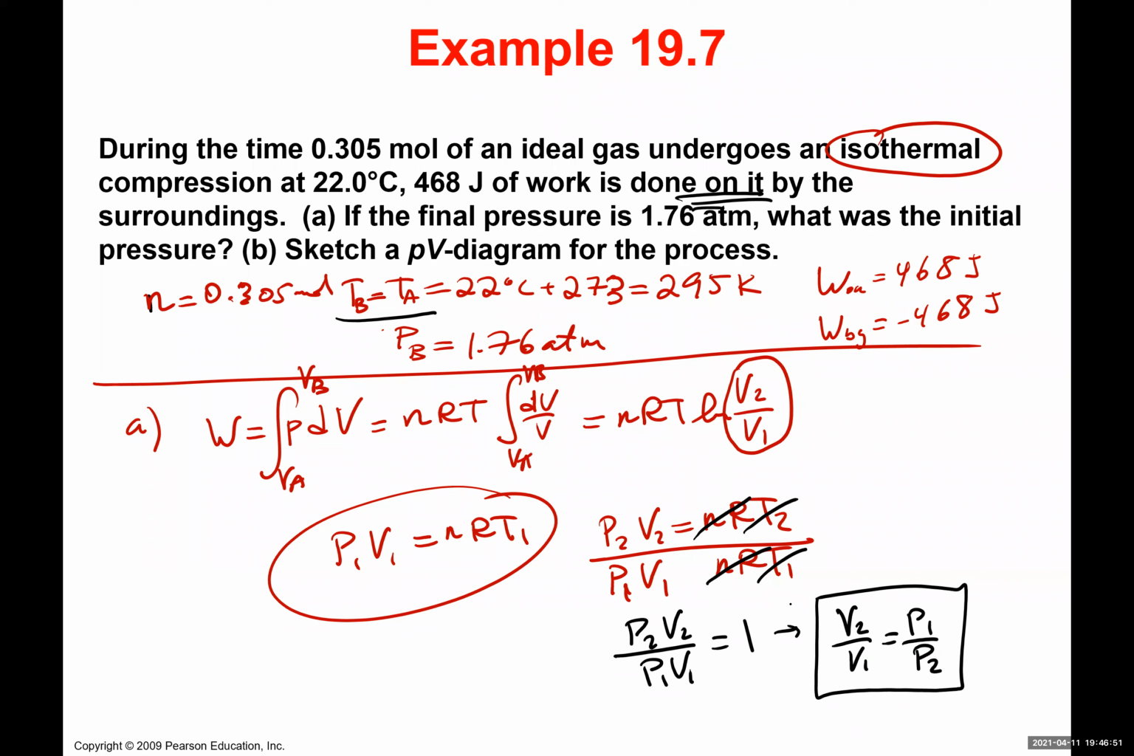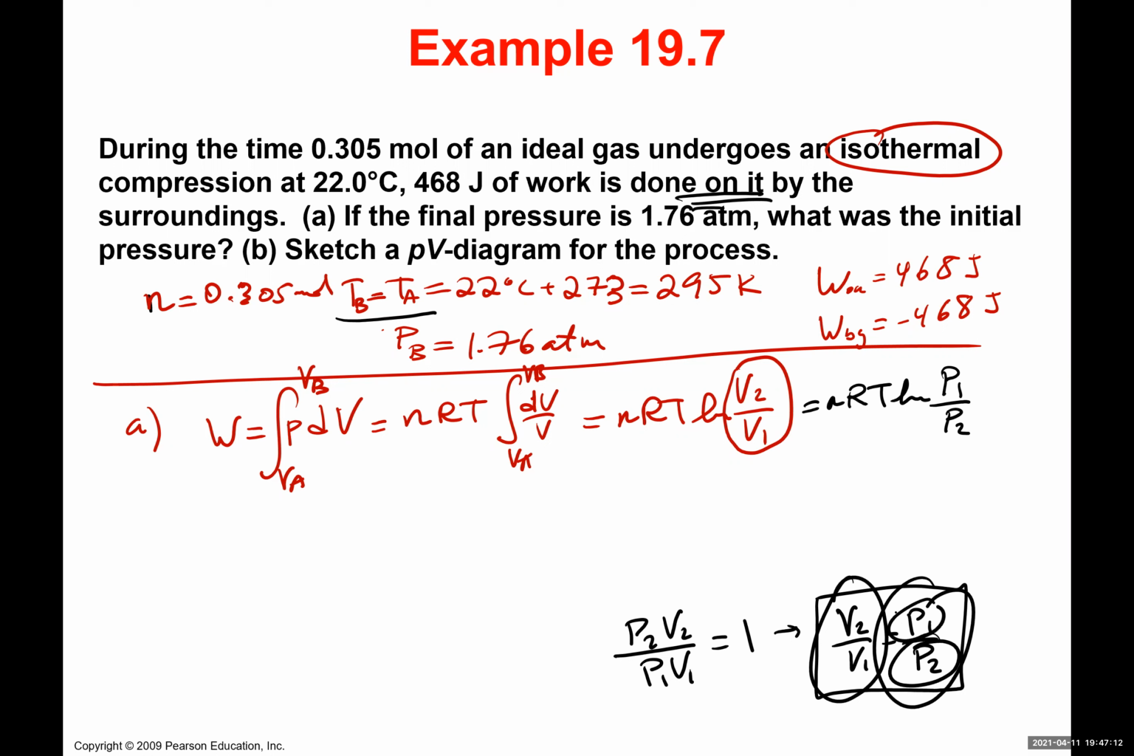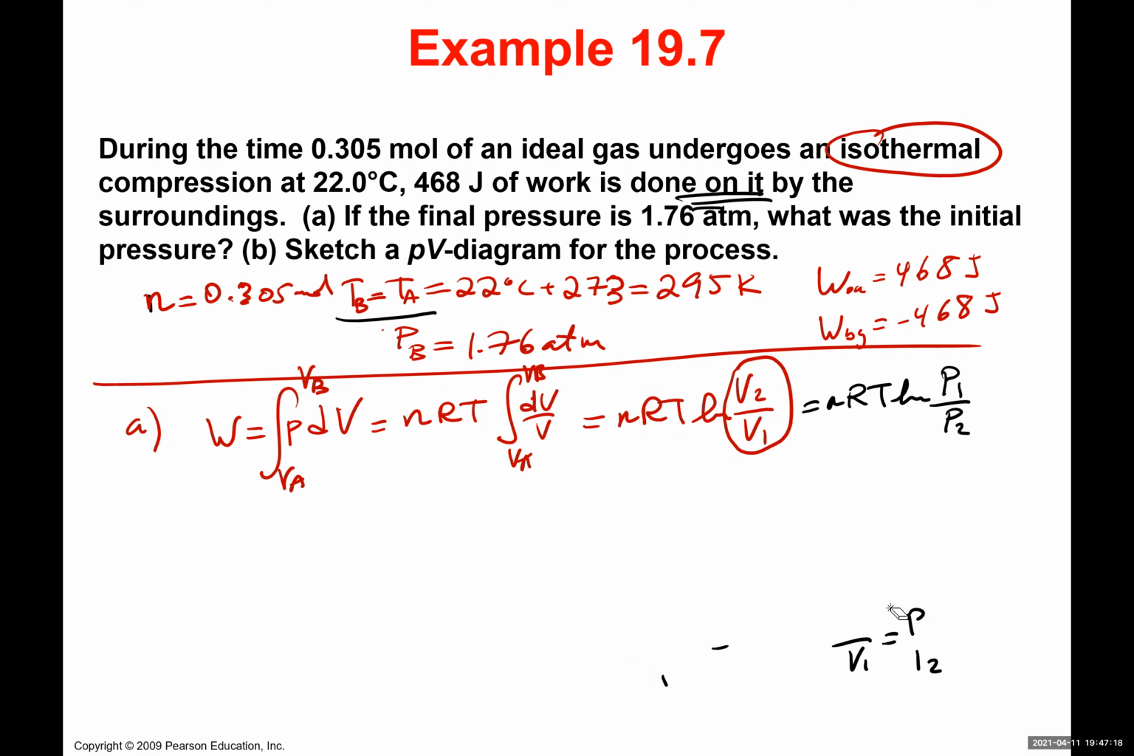All right, so hopefully it's clear. That means we can come back over here. Then I can say that this is the same as nRT ln P1 over P2. I'm replacing the ratio of V1 over V2 with P1 over P2. I don't know any of those things, but here I have the second one and I want to find the first one, and that's all I need. I'm basically eliminating the ratio of the volumes and substituting that with the ratio of the pressures. Then I have that work equals nRT ln P1 over P2.